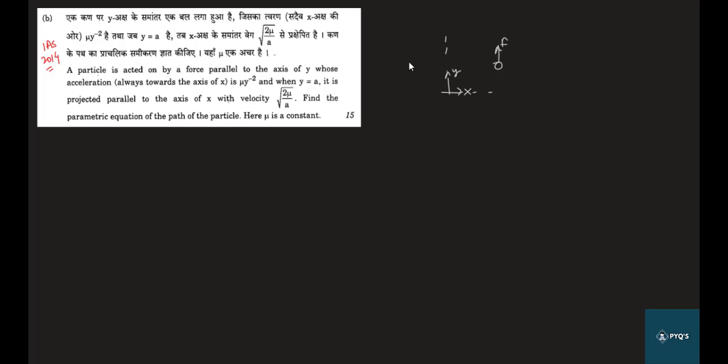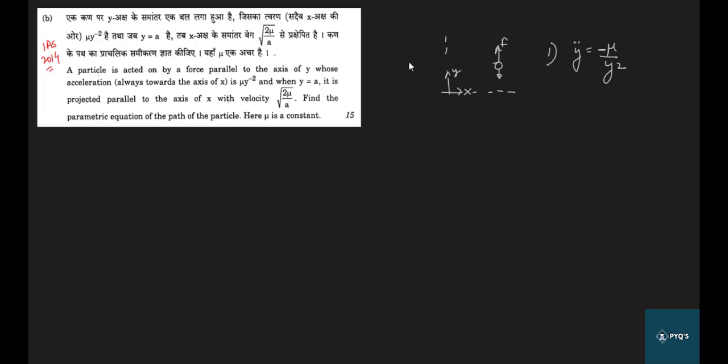So acceleration is given by y double dot equals mu upon y square, and in bracket it is written always towards the x-axis. So this acceleration is always opposite to the force. This is x-axis, so towards x-axis it means I need to take minus. So this is the equation given. So first thing given is this.